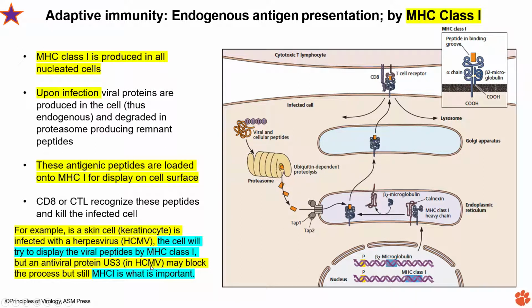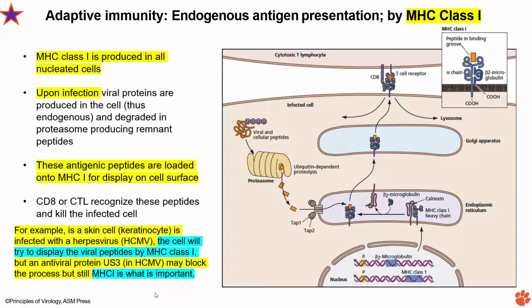US3, HCMV, keratinocyte, you do not have to remember that. I'm going to give those to you. This was a quiz question as well. If we ask that this is an infection happening to a cell, and what happens if it is infected by a virus, then no matter what, the cell will try to load the viral antigen onto MHC class 1. So that is what is important. That's what we are looking for in the question. So correlate with the question that we have in the quiz and you should be golden.